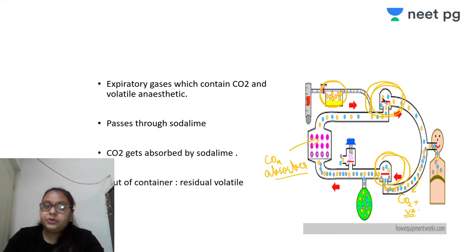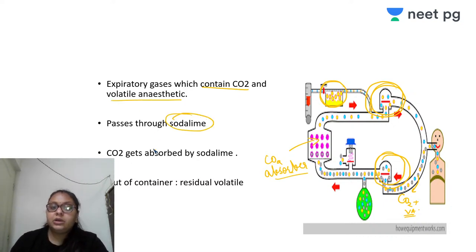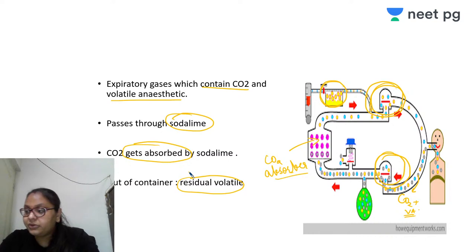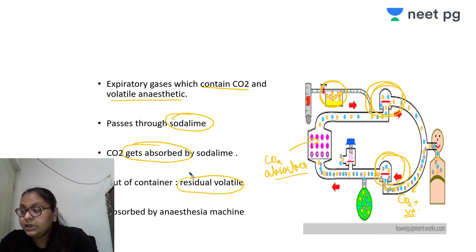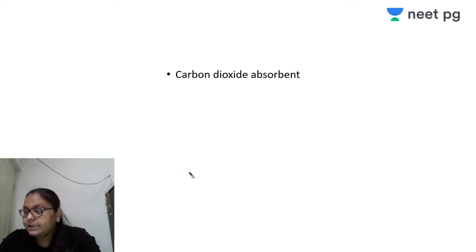So as I told you, the expiratory gases which contain carbon dioxide and volatile anesthetic pass through the soda lime. Carbon dioxide gets absorbed by the soda lime and out of the container we will have the residual volatile anesthetic agent, which will be absorbed by the anesthesia machine.